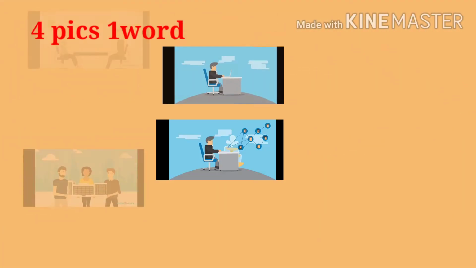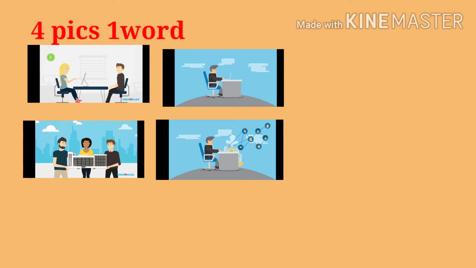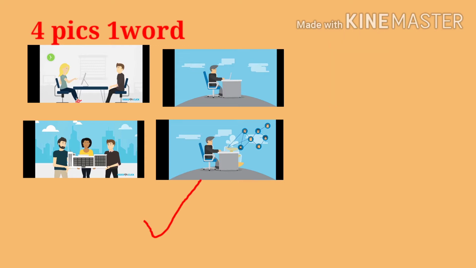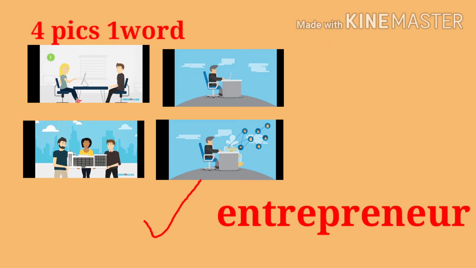Let's start. Four facts, one word. Examine the following features and identify the word. Which is the best? Describe all of them in pictures. It is eleven little words. What is the correct answer? Correct, the entrepreneur.